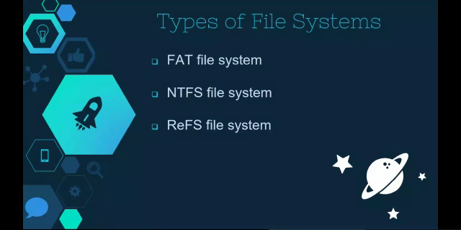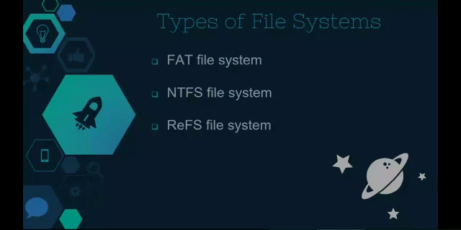There are three types of file systems. They are FAT file system, NTFS file system, and REFS file system. Now let's consider the first type of file system, FAT. FAT stands for File Allocation Table.